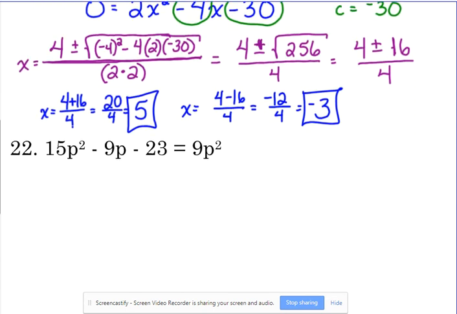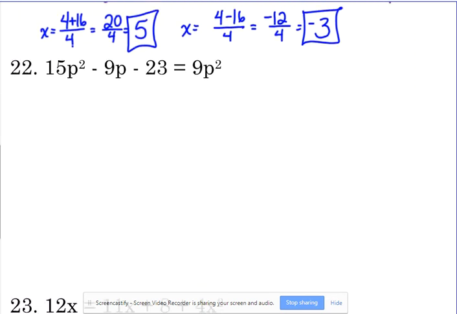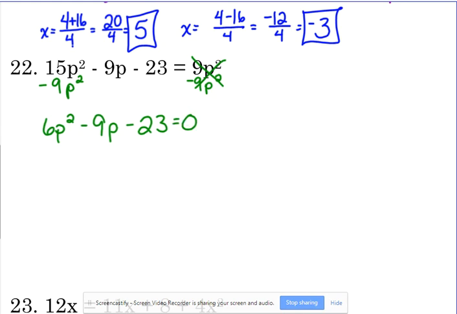Okay, let's do another example. Okay, number 22. I don't have a ton of these to show you because I really want you to spend a lot of time practicing. 15p squared minus 9p minus 23 is equal to 9p squared. Not as much to move on this one. We only got one term that we need to move. We need to move that 9p squared. So we subtract it from both sides. 15 minus 9 is 6. 6p squared minus 9p minus 23 equals 0.